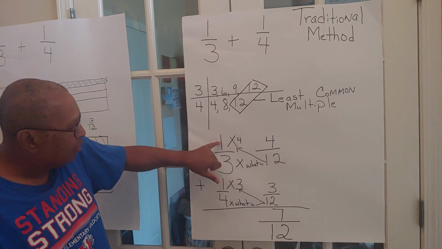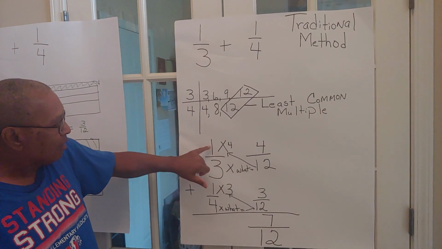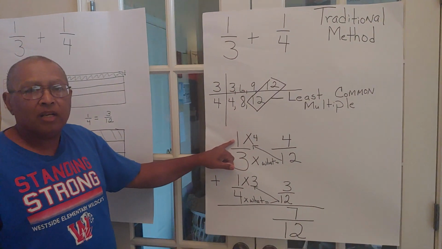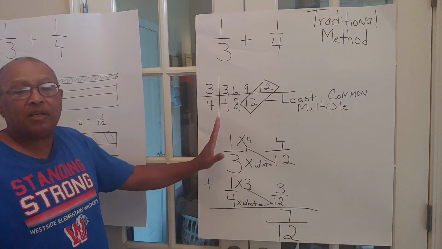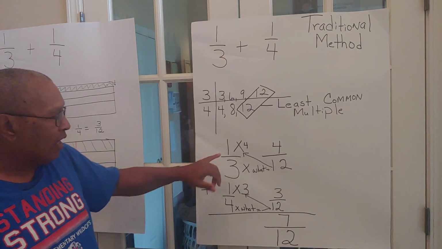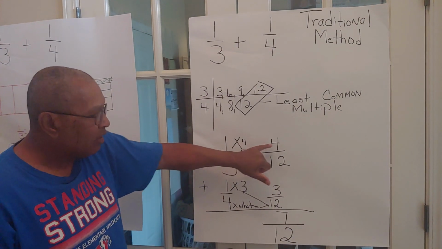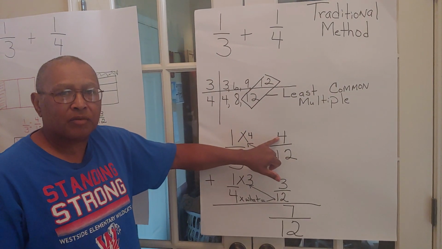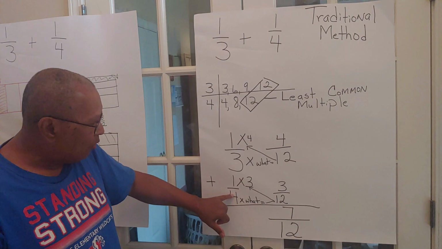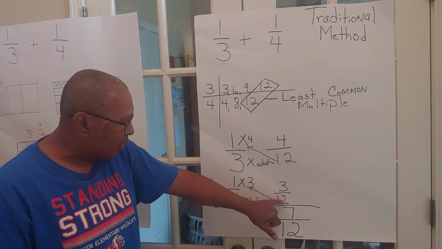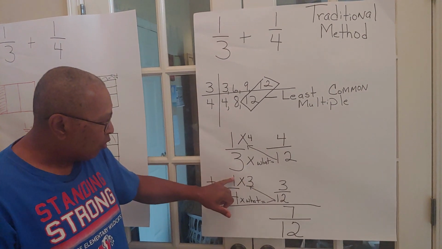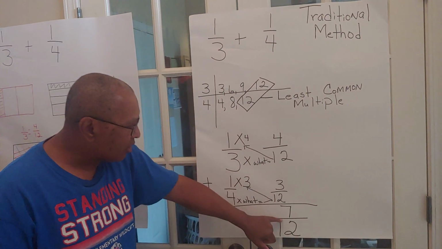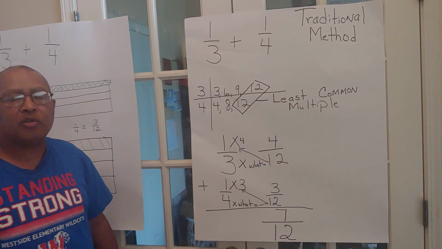So now you're going to multiply that 4 by this numerator. Now this numerator is not always going to be 1. It could be 6, 7, 8, whatever it is. In this case, it's 1. 1 times 4 equals 4. So now I know 1/3 is equivalent to 4/12. Now I say 4 times what equals 12? That's 3. 1 times 3 is 3. 4 plus 3 is 7/12. That's the traditional method.